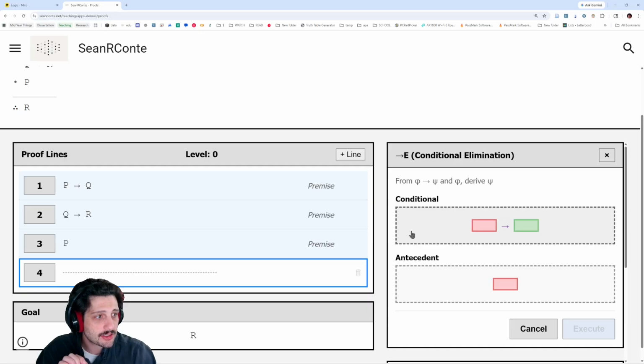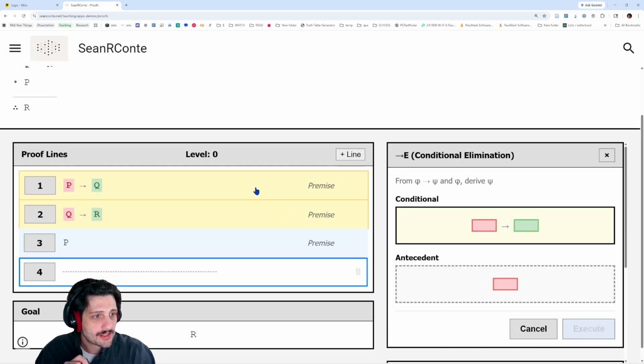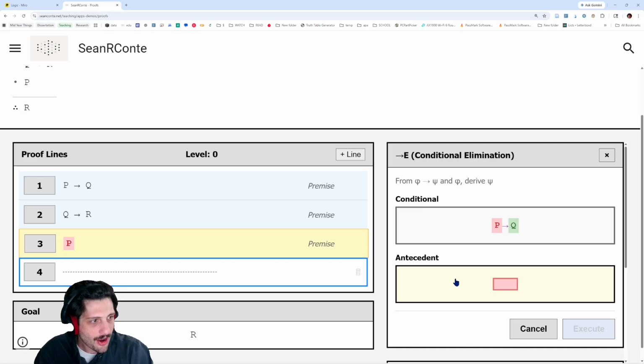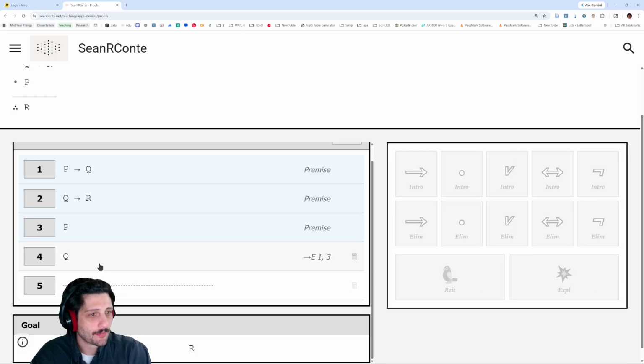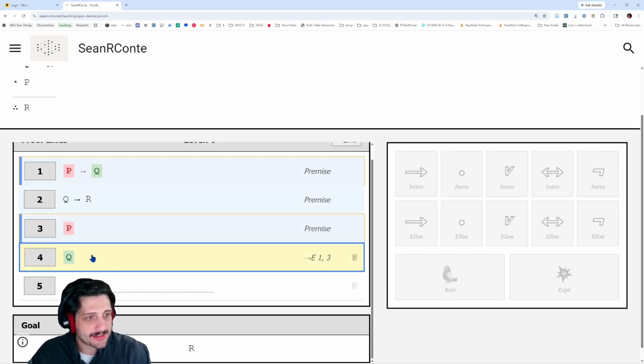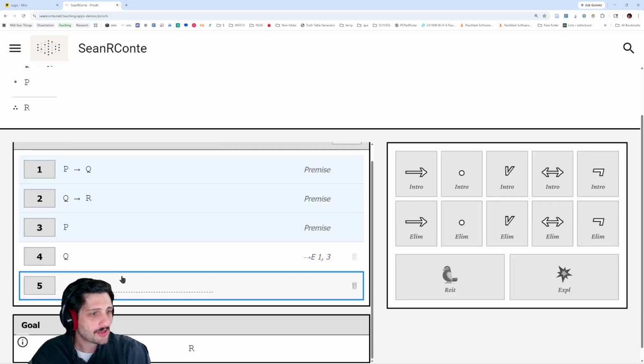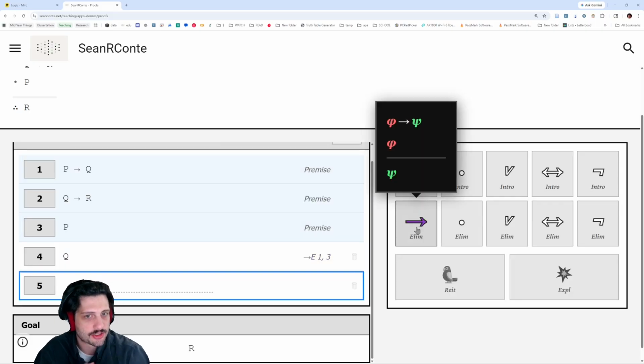Instead, if I do my conditional elimination and I choose the other conditional, now it does have something that'll match its left-hand side, what we call the antecedent. So now when I click that and I do an execute, look at that, I get Q out. And when I click Q, I can see the history of where it came from. I got it from a conditional elimination on lines 1 and 3. I had this if P then Q, and I had that P was true, and that's what gave me that Q was true. And so now on the next line, I can do another conditional elimination.